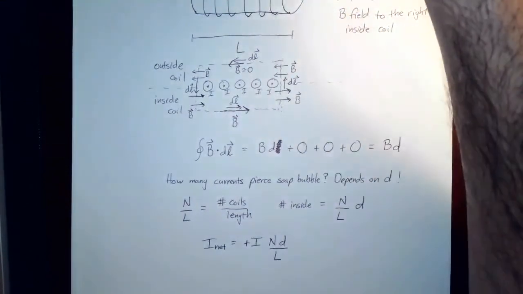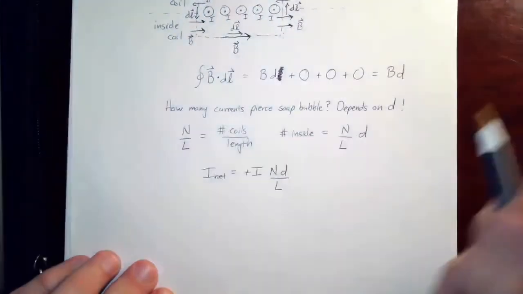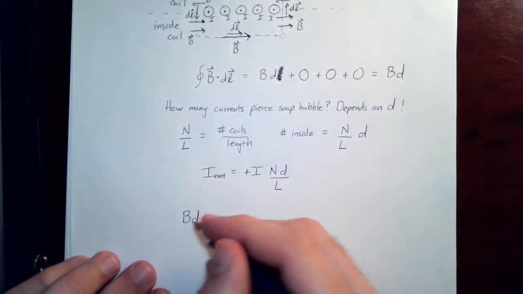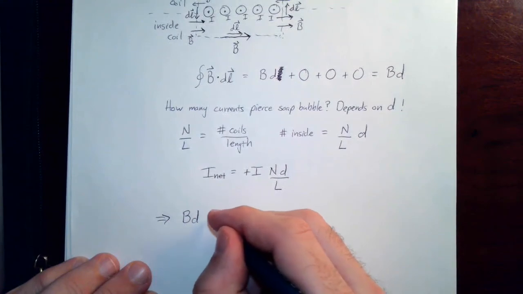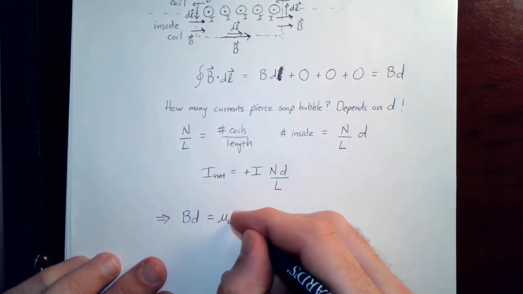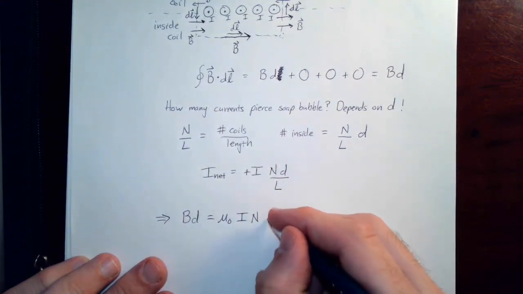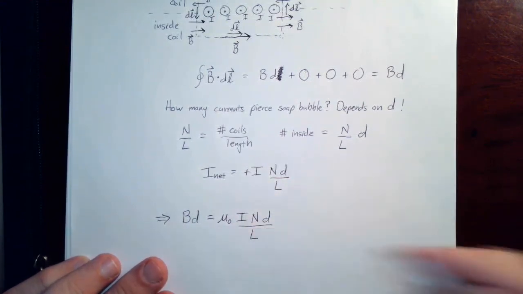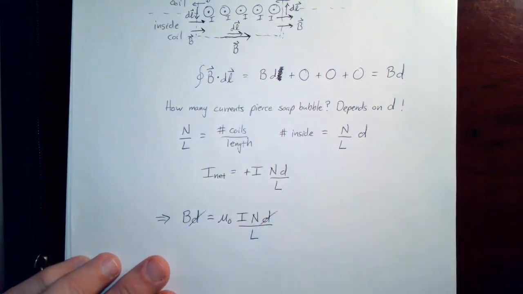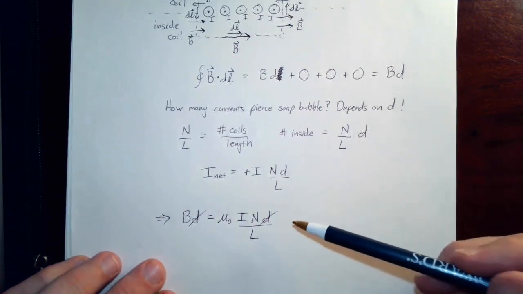Last step, step 5, is to equate the left-hand side and the right-hand side. So the left-hand side was this integral, which evaluated to Bd. Okay, so we're using Ampere's law now. The right-hand side is mu naught times I net, which is I N d over L. And notice that the d's cancel. And I mentioned this back with Gauss's law too. The d has to cancel. If it doesn't, we did something wrong.